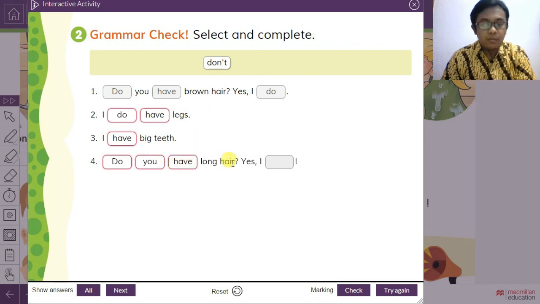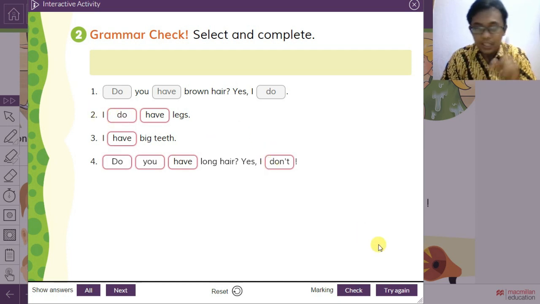Do you have long hair? Yes, I... Wah, ini ada 2 nih. Kok nggak bisa jadikan 2? Oh, this one, berarti kan ada yang salah di sini. Kalau di sini yes, masa di sini don't? Nah, berarti nomor 2 dan nomor 4 ada yang tertukar.